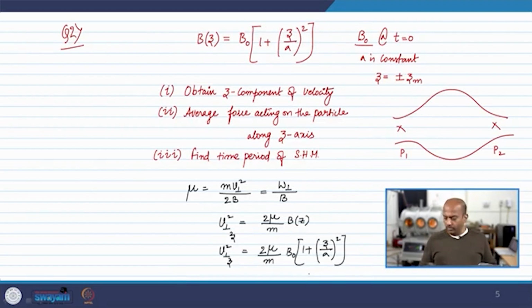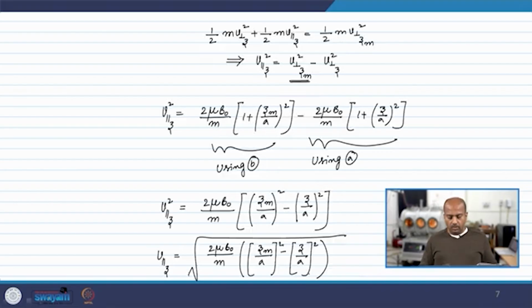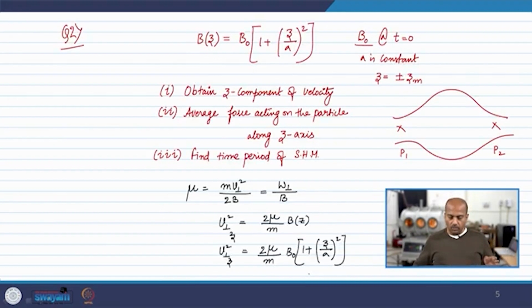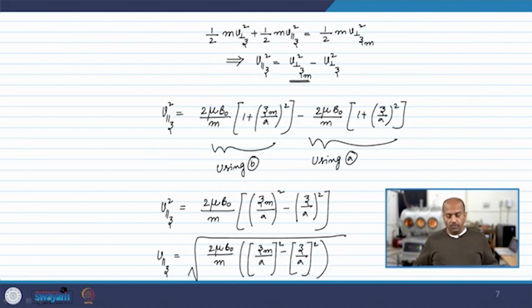Obtain the z component of velocity. This is going to be the z component of velocity, right. So, the z component of the velocity does depend on the position of the mirroring point with reference to the instantaneous position of the particle, right. Now, let us look at the second question, average force acting on the particle. In the derivation itself, we have realized that there will be a non-zero negative force which will act on the particle, right.